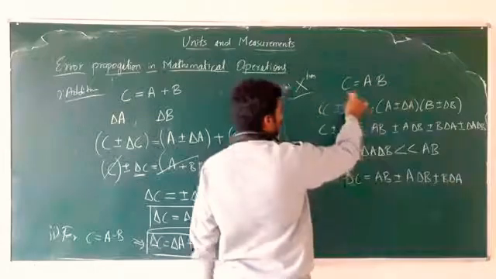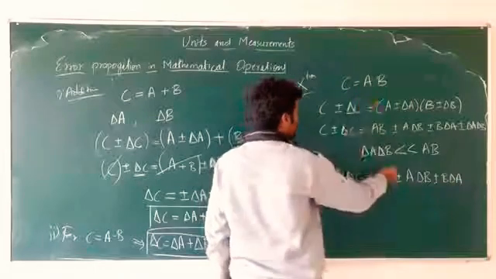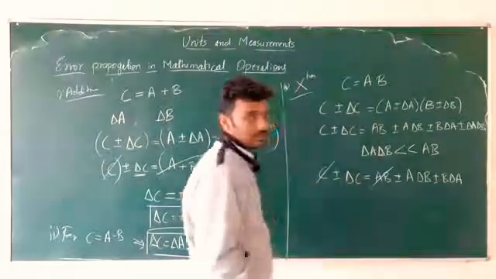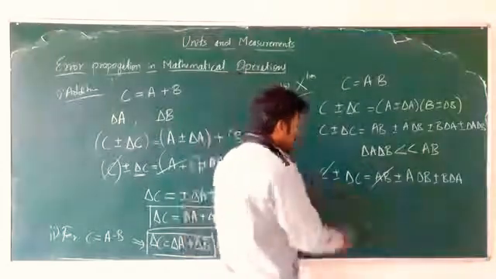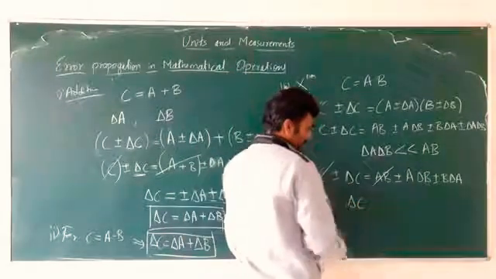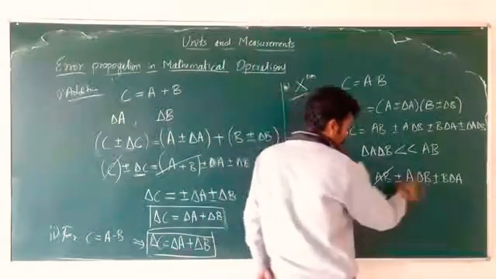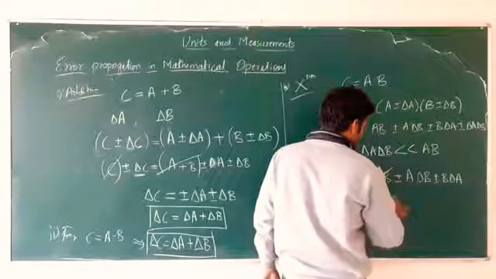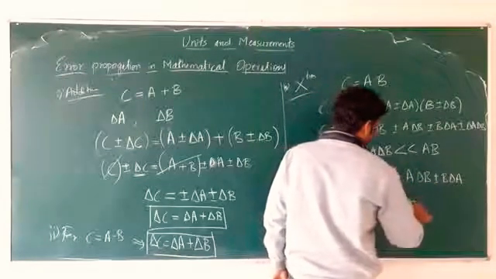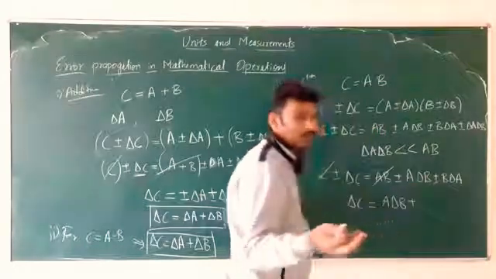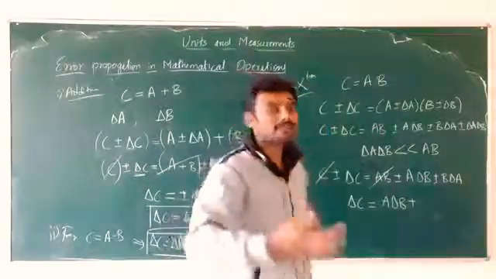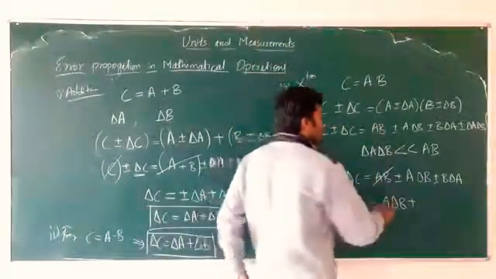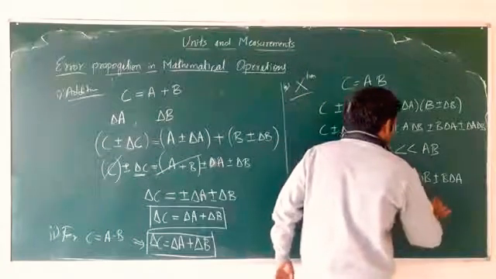And now look, what is C equal to? C is equal to AB. So AB and C will get cancelled, and here we are left with delta C is equal to A delta B plus, you know that we always take the maximum possible error, so it is plus B delta A.